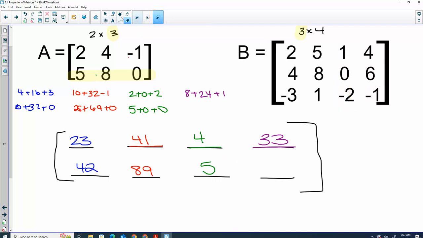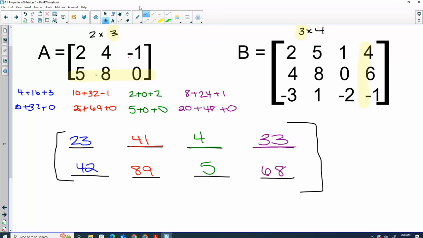And last, second row times the fourth column. So 5 times 4 is 20. 8 times 6 is 48. 0 times -1 is 0. We get 68.